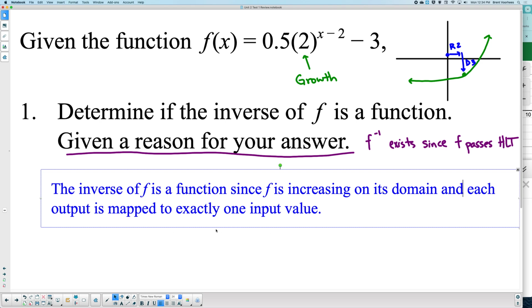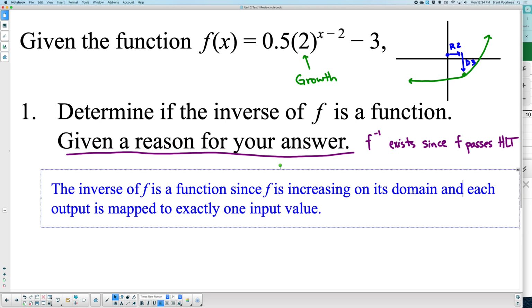I'm going to explain this to you real quick. Everybody hold out your hand like a horizontal line. This is a test of outputs. I'll show you why. Outputs is like the y-axis. If you move this line up and down, what are you changing? Are you changing x's or y's? Y's. A horizontal line, believe it or not, tests y values.